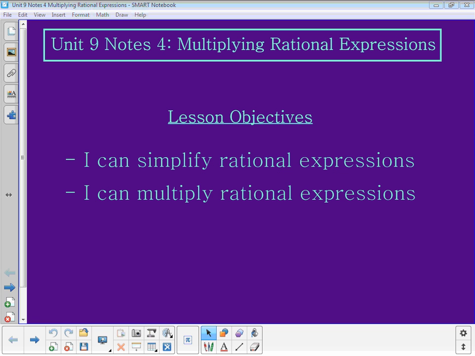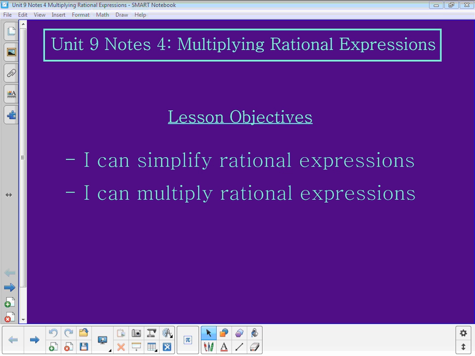Hey, ladies and gentlemen, this is Miss Humbert, and I'm going to be doing Unit 9 Notes 4 for you, multiplying rational expressions. So today our lesson objectives are simplifying rational expressions and multiplying rational expressions. So we're going to take what we did yesterday and we're going to apply it to multiplying rational expressions today.